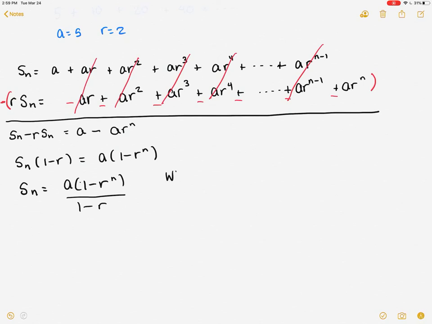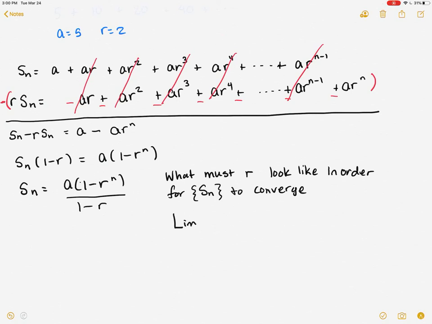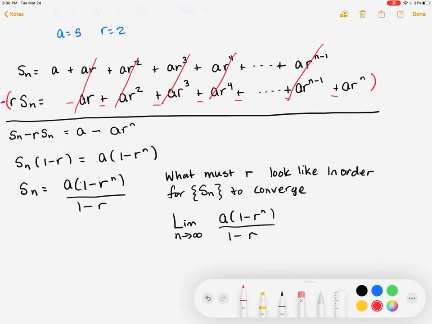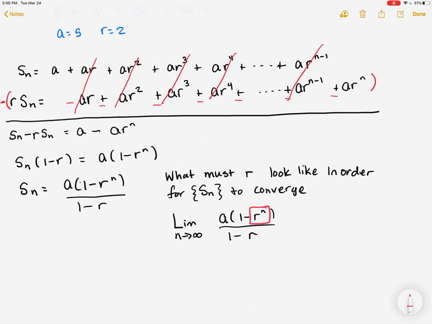So now my question is, what must r look like in order for this sequence Sn to converge? Well, Sn converges if this thing has a limit as n goes to infinity. So that's why I'm only looking at the r, because there's only one term in here that has the n, right here.